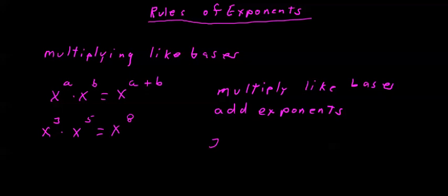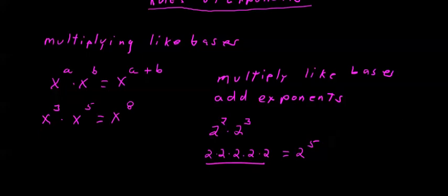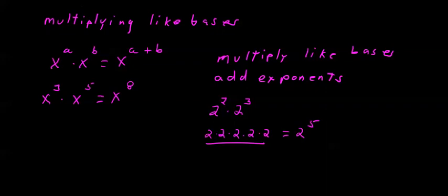If I have 2 squared times 2 cubed, 2 squared is 2 times 2, times 3 2's, 2 times 2 times 2. Altogether, I have 5 2's. It's equal to 2 to the fifth. So when we multiply like bases, we add the exponents. That's rule number 1, and that's a biggie. Yeah, they're all big. All right, rule number 2.